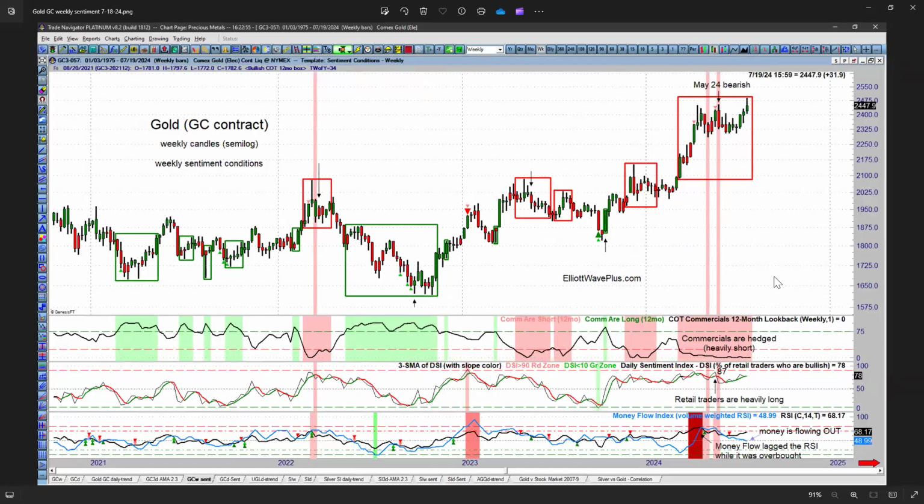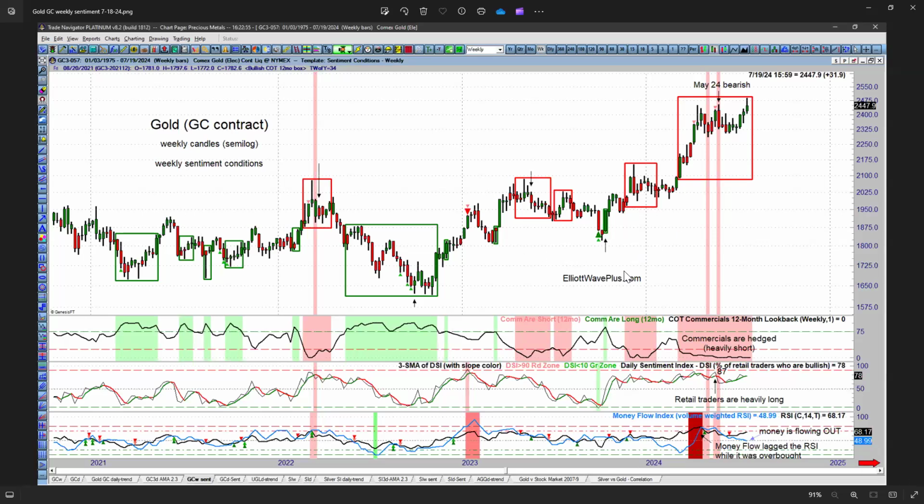Gold. What do you think? Now that you've seen me show a number of charts here, is this chart bullish or is it bearish? Anybody? Just use the chat. Use the chat. Lee says bullish. No, it really isn't, Lee.